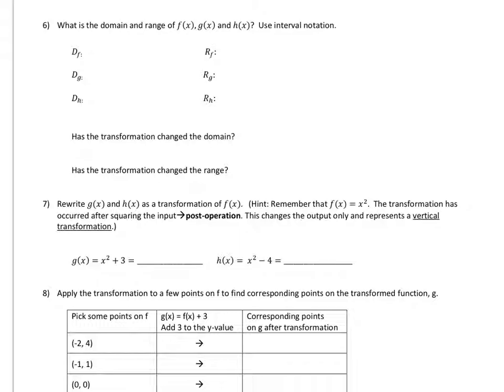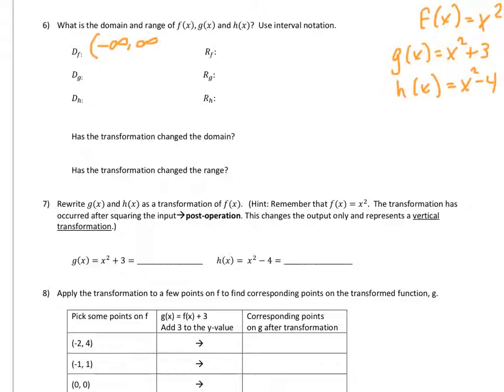All right, let's look at the domain and range of f, g, and h. So f of x, let's just jot these down so we have them written, is x squared, and g of x is x squared plus 3, and h of x is x squared minus 4. All right, so the domain of f. What values of x can you plug into x squared? Anything. You can square anything. So my domain of f is negative infinity to infinity.